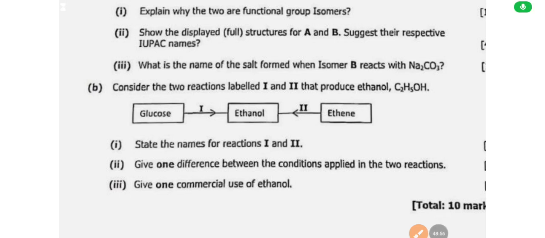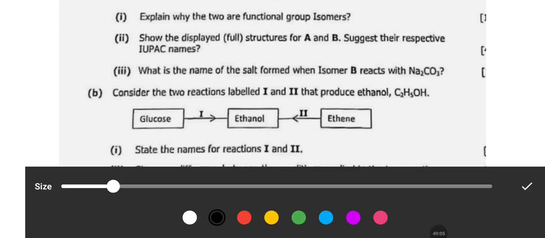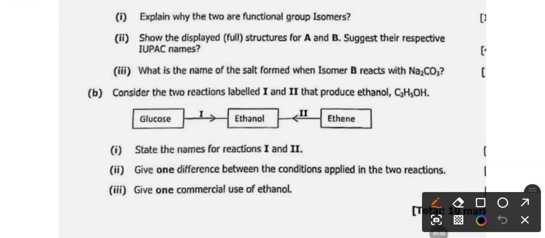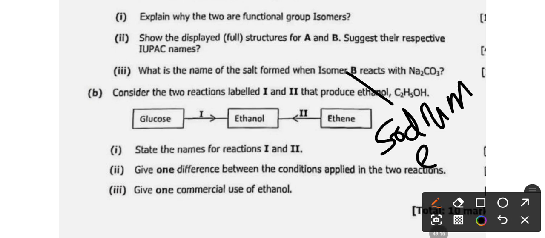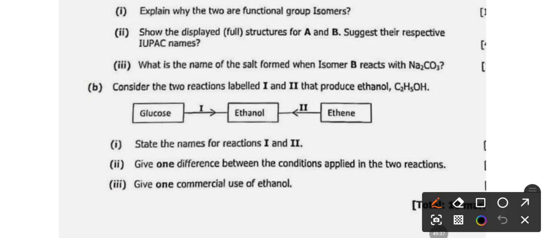Question 3. What is the name of the salt formed when isomer B reacts with sodium carbonate? Since we say that isomer B was ethanoic acid, the salt formed would be sodium ethanoate. Okay, so that's the name of the salt. Alright, let's go to the B part of the question. Consider the reactions labeled 1 and 2 that produce ethanol. State the names of reactions 1 and 2.